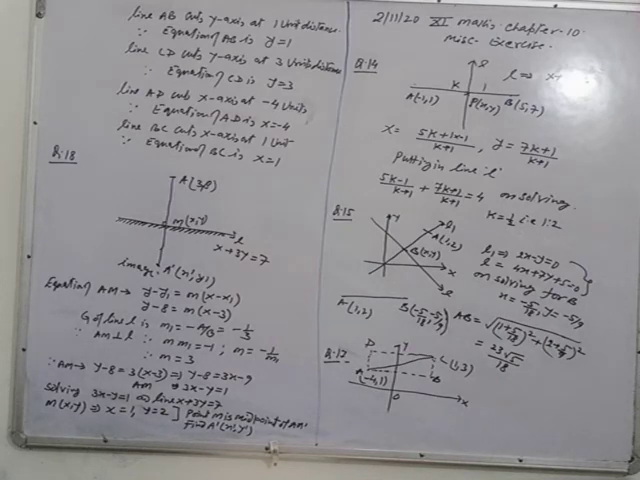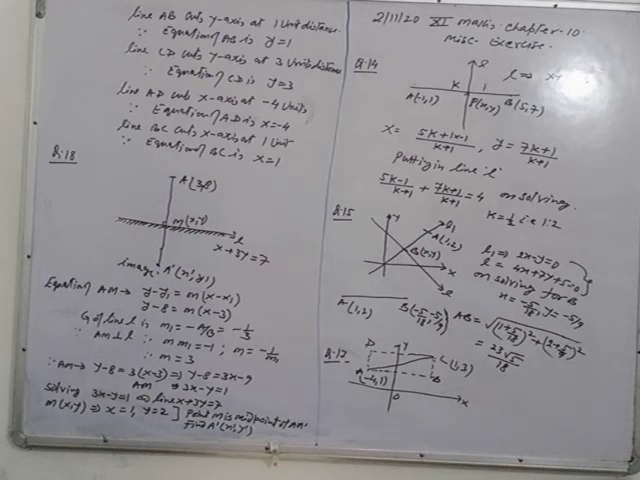Then apply m into m1 is equal to minus 1. Why? Because line AM is perpendicular to L, so the product of the gradients is minus 1. Then m is equal to minus 1 by m1. In this way you find the value of m, the gradient of line AM, is 3. Now putting the value of m in the equation of AM, you get y minus 8 is 3 times (x minus 3), or after solving you get 3x minus y is equal to 1. This is the equation of AM.